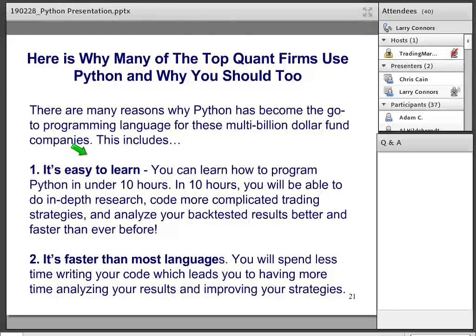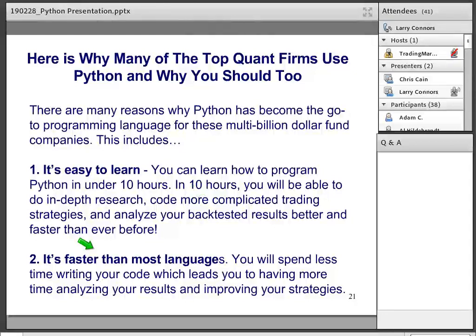That's our main focus here, okay? So when we focus it just for trading, it is easy to learn. You can learn how to program Python in under 10 hours. So in 10 hours, you'll be able to do in-depth research, code more complicated trading strategies, and analyze your back-tested results better and faster than ever before.